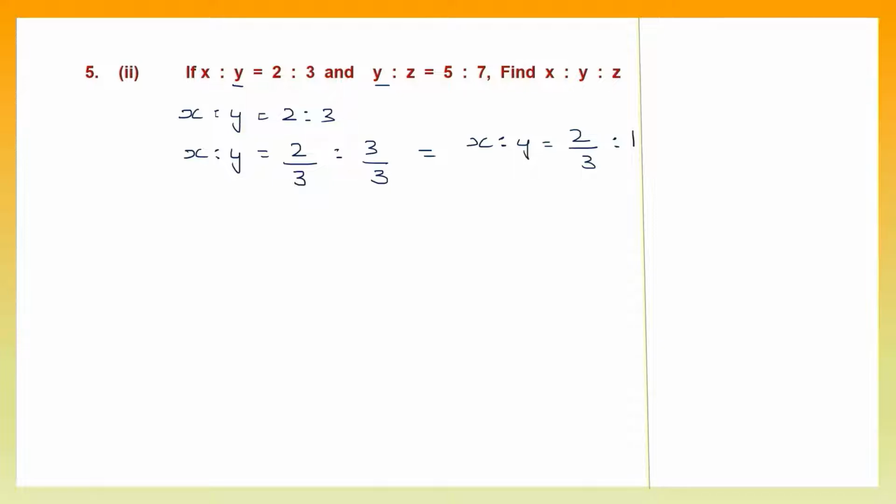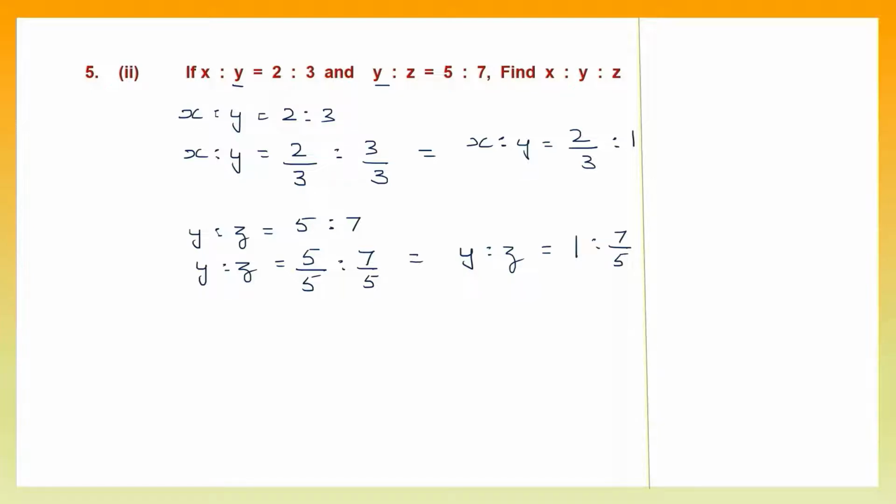Now let's take the second part. Y is to z is 5 is to 7. So y is 5 here. So let's do that. Y is to z is equal to, we're going to divide both by 5. 5 by 5 is to 7 by 5. Therefore, it becomes y is to z is equal to 1, 5 by 5 is 1, is to 7 by 5.